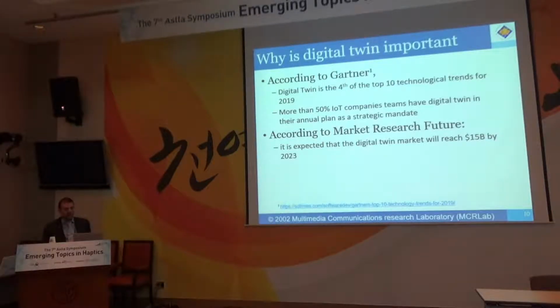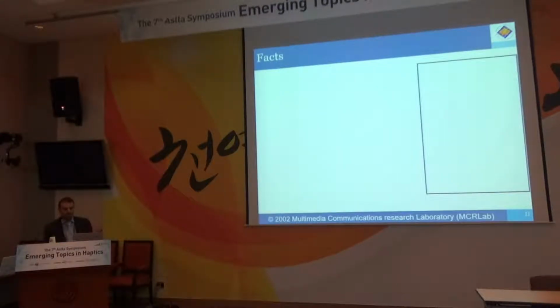According to Gartner, digital twin is the fourth on the top 10 technology trends for 2019, and more than 50% of IT companies' teams have digital twin in their annual report. Consequently, according to Market Research Institute, the digital twin market will reach around 15 billion by 2023. So why is digital twin so important?